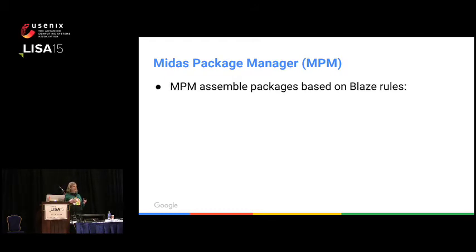So MPM assembles packages based on Blaze rules, and we actually use Blaze to do our packaging. We can do a Blaze MPM. And Blaze will send the request off to the Midas Package Manager to actually assemble the package. So there's build artifacts. You specify which build artifacts you want to go into the package. They can be Blaze targets. They can be specific files. Just whatever it is you need to be in that package when you install it.